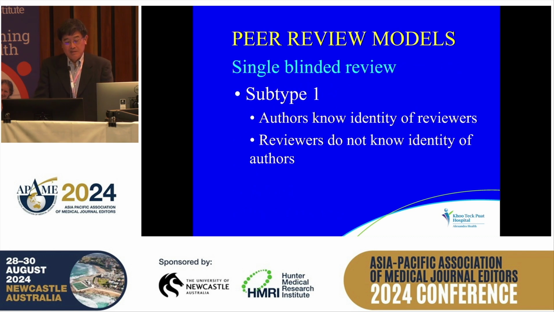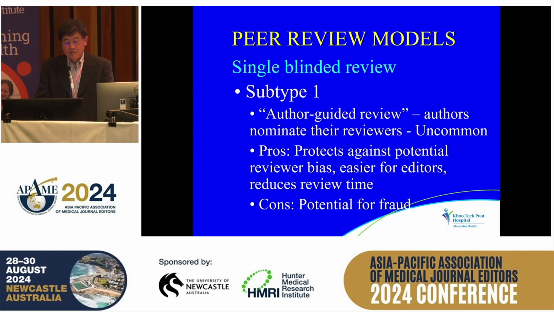Single-blinded review can be divided into 2 subtypes. The first subtype is when the authors know the identity of the reviewers, but the reviewers do not know the identity of the authors. Some people call this author-guided review, where the authors nominate their reviewers. So this is not very common.